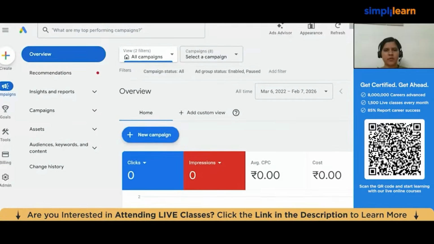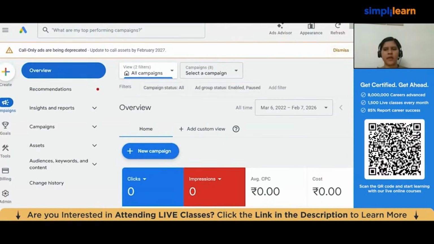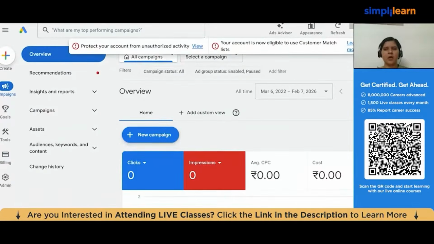I have multiple dummy accounts, but this is how your Google Ads account looks. This doesn't have any payment or anything of that sort. Whenever you're creating your account on Google Ads, please don't add any payment method. Don't add your credit card or debit card or any of those details. Please never do that. I'll just dismiss this now.